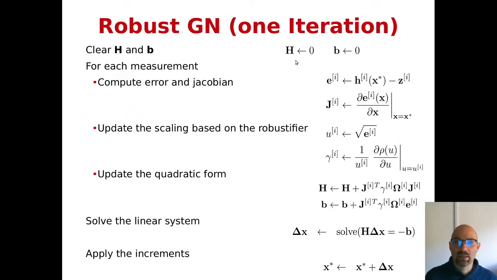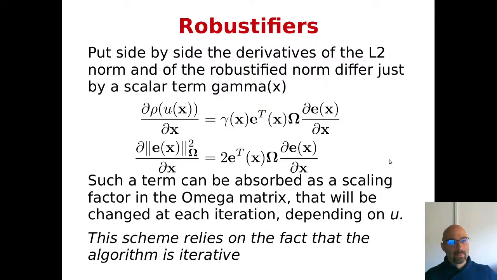So you start from a clean system, you compute the error and the Jacobian, you compute the norm, the magnitude of the error vector, you compute the gamma term, and then you use this gamma term to massage the information matrix to absorb the behavior of the robust cost function. This works because at the next step you're using the estimate of the previous step. And this basically concludes the second lesson. I have been turbo. I think we are all baked, so we can close the lesson here if you don't have questions.